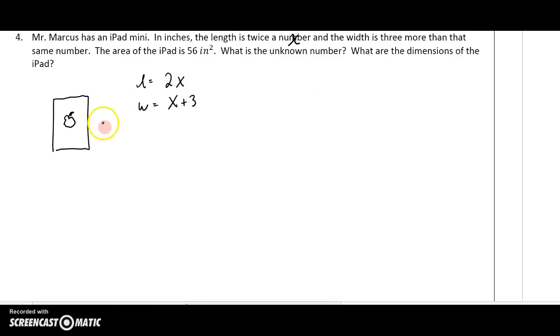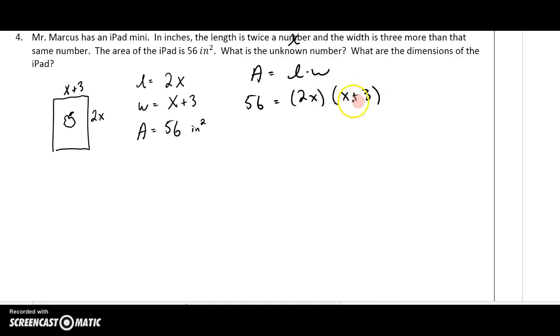All right, so if we know the width is x plus 3, and we know the length is 2 x's, and we know that the area is 56 inches squared, I know the relationship between the length and the width, and the area. I know that area equals length times width. So the area is 56, the length is 2 x's, and the width here is x plus 3. So if I multiply these two together, I get 2x squared, I get 2x times 3, which is 6x, and that should equal 56.